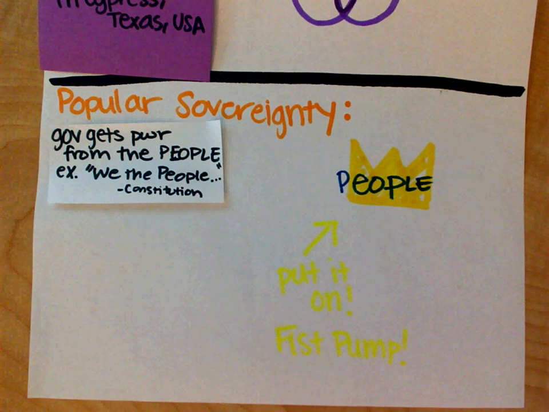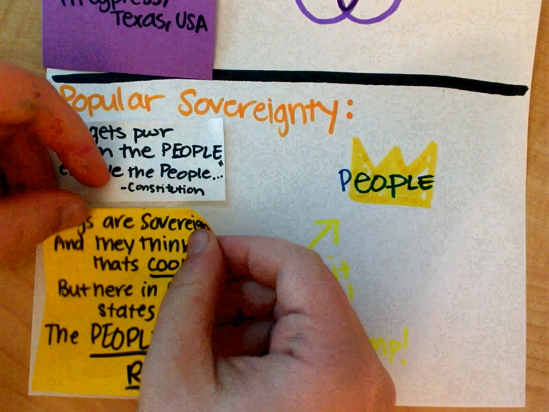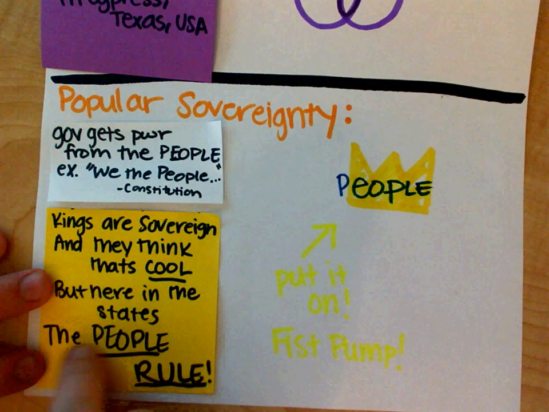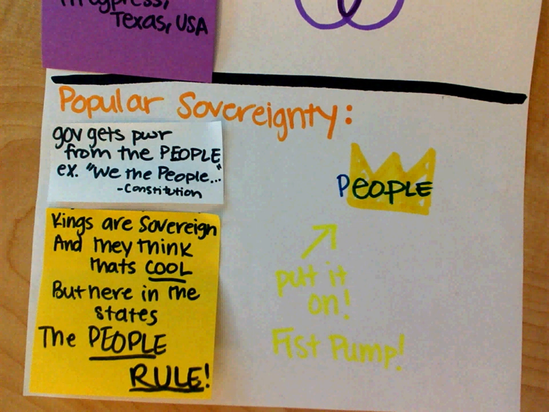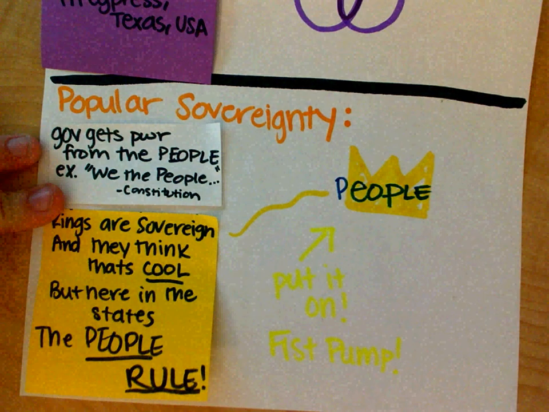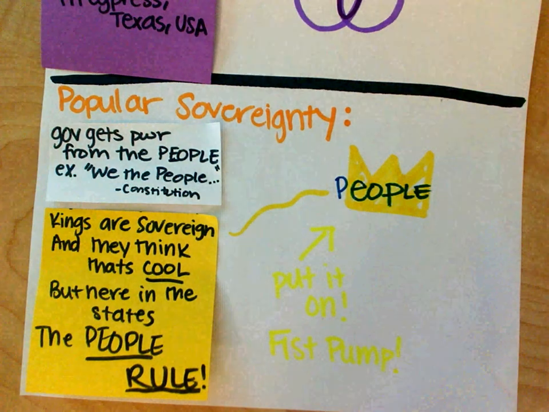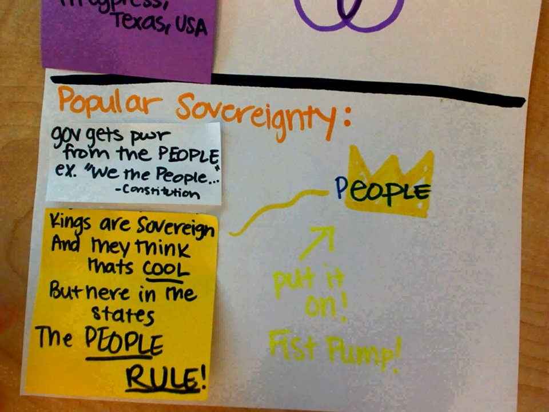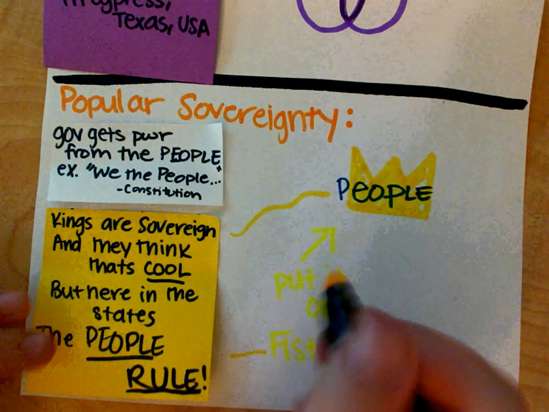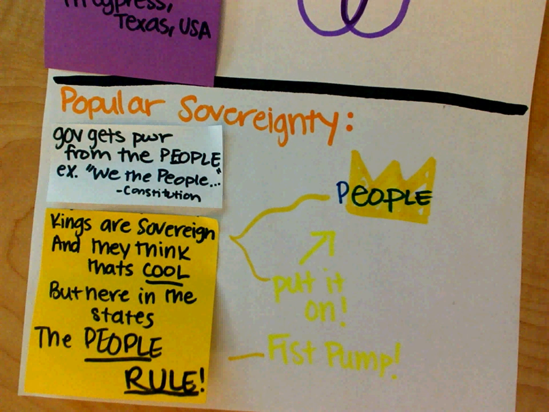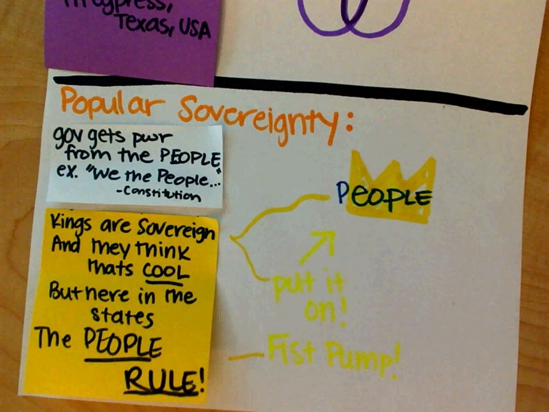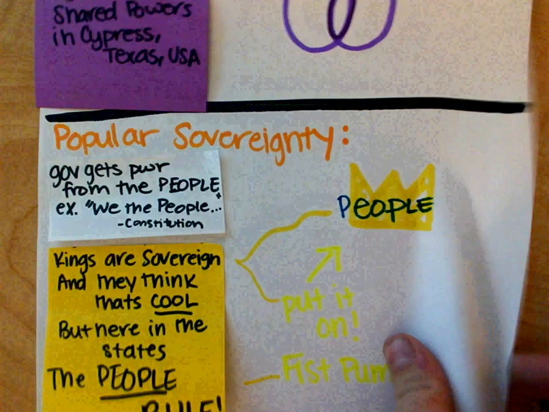And so our chant for this one was, kings are sovereign and they think that's cool, but here in the States, the people rule. And for this chant, I had you put the crown on your head. Kings are sovereign, just like kings wear crowns, and now the people wear the crown, and they think that's cool, but here in the States, the people rule. And then you do a little fist pump. So be sure you know these chants and these examples for your quiz tomorrow. That is going to be important.